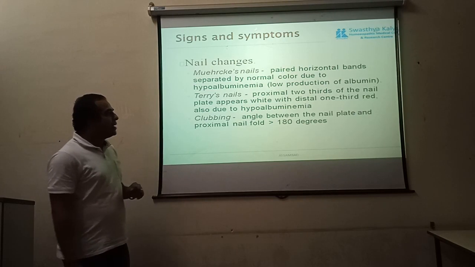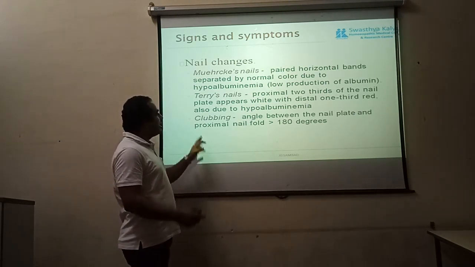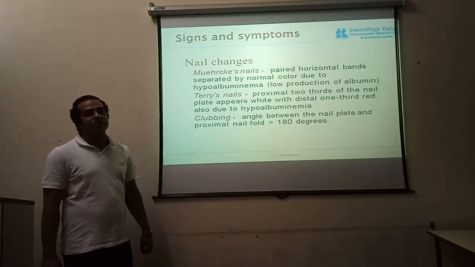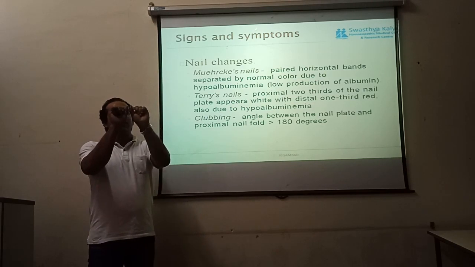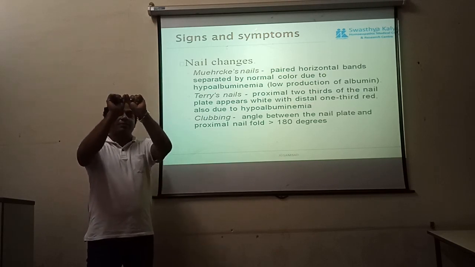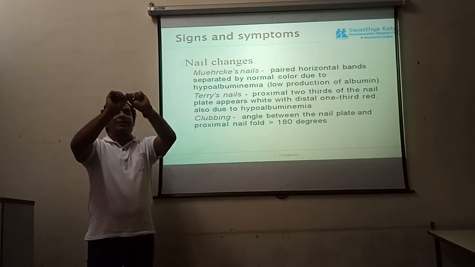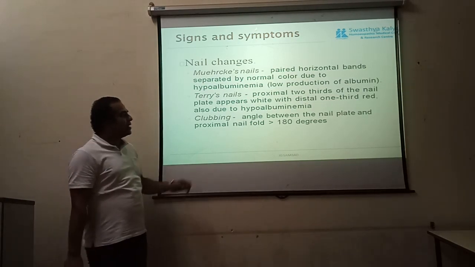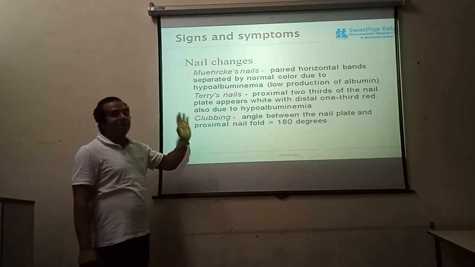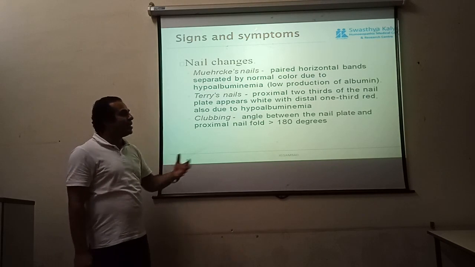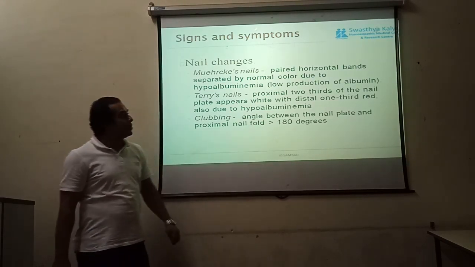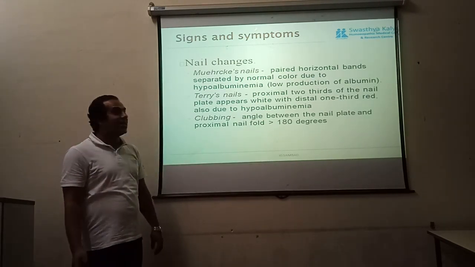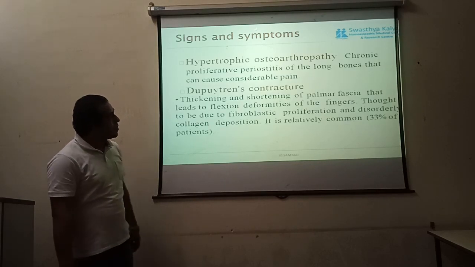Then you have clubbing. The angle between the nail plate and the proximal nail fold is more than 180 degrees. You can find the clubbing of nails by putting both of your nails in this fashion, and you will find that the angle between these nails has increased to more than 180 degrees. So you can easily find out whether the clubbing is there or not.